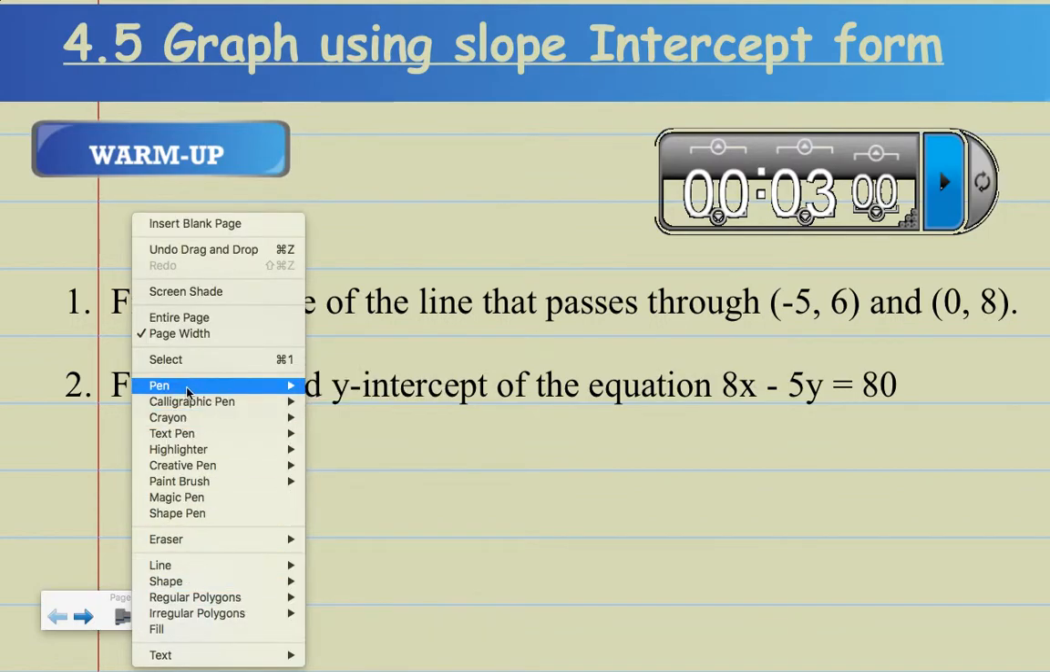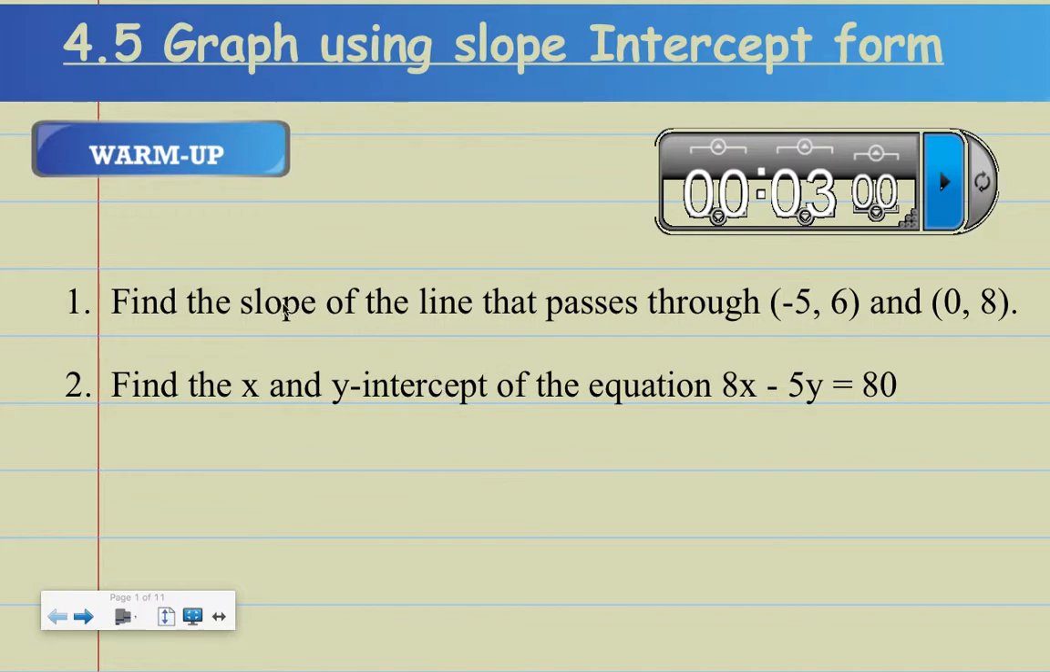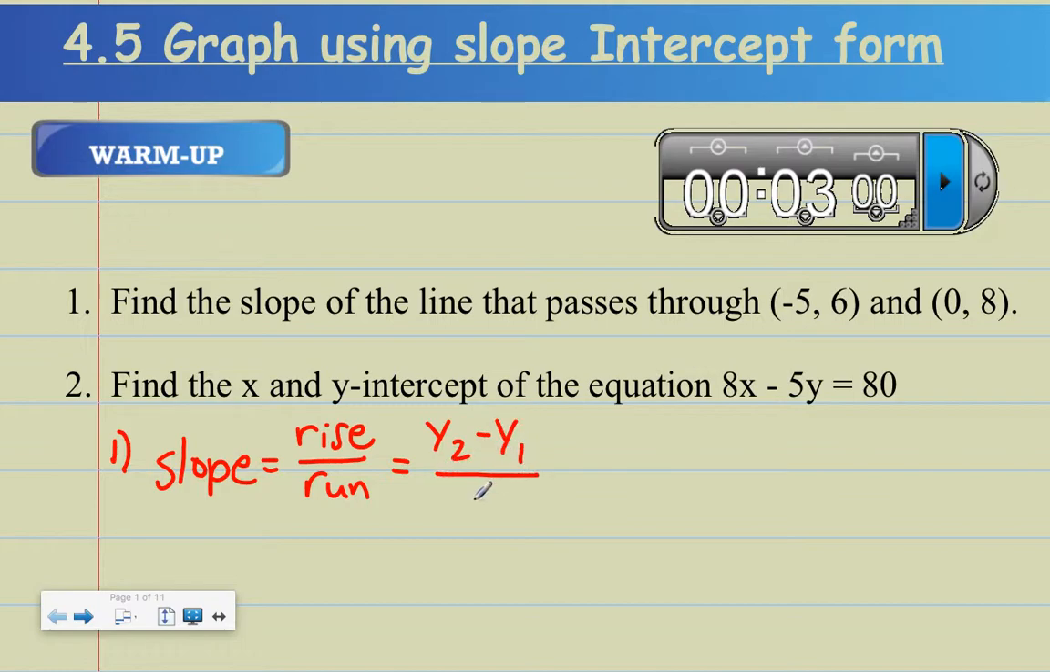Okay, welcome back. Let's start by going over the first one. So the first one is finding the slope between those 2 points. So slope, we have to recall, is equal to my rise divided by my run. My rise is my change in my y's. So how far apart are my y's? y2 minus y1. And my run is how far apart are my x's, which is x2 minus x1.